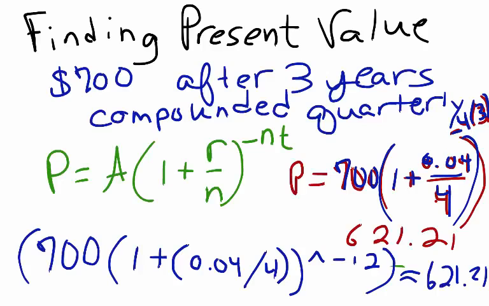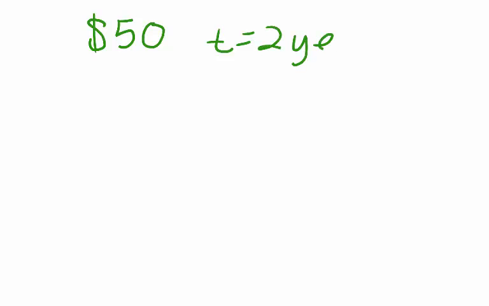Let's look at another example, this time where we're compounding continuously. Suppose we want to find the principal that we need now to get our initial investment amount. So let's say our present value, the amount we have now, is $50, which we've obtained after 2 years at 8%, so R equals 0.08, compounded continuously.